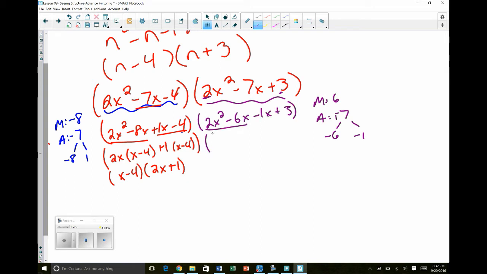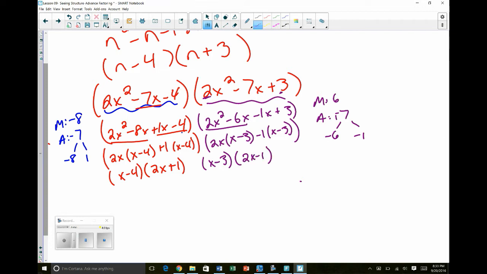Group them. From the first two terms, I can take out a 2x. What times 2x gives me 2x²? x. What times 2x gives me −6x? −3. So I want an x − 3, so I'm going to have to take out a negative 1 to get that x − 3 over there. Now x − 3 is a common factor, so I can factor that out, and I'm left with 2x − 1.